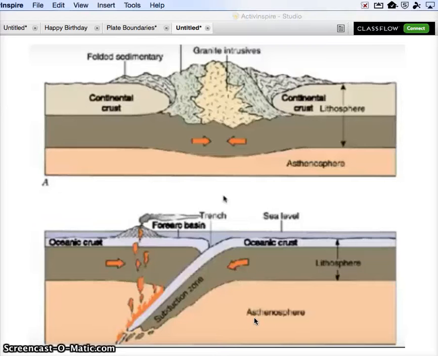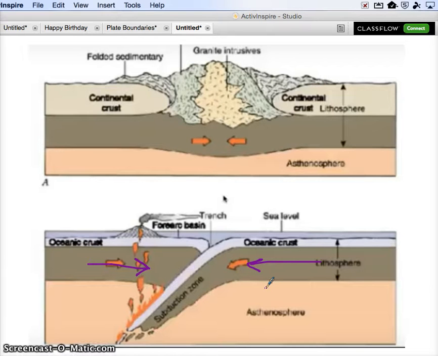There are two types of convergent boundaries, one with subduction and one without. Let's look at the bottom picture first. We know this is a convergent boundary because the plates are moving together. But when we look at the kind of crust that's colliding, you'll see it's oceanic and oceanic.